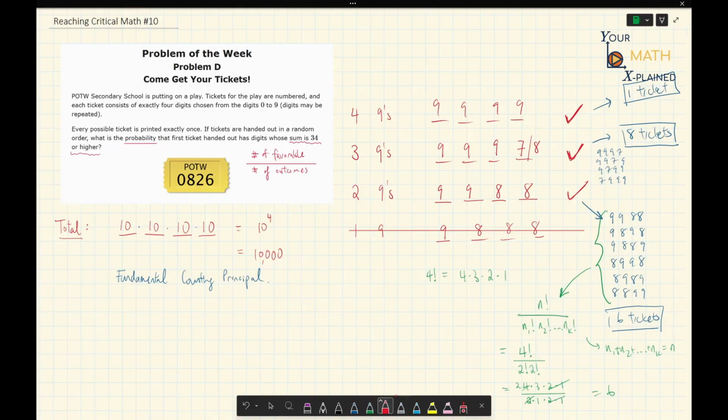So that was a nice detour. Back to the original problem. We've got 6 tickets in this last scenario, 8 tickets in the second scenario, and 1 ticket in the first scenario. So that means we have 1 plus 8 plus 6. That's 15 tickets out of 10,000. So 15 out of 10,000 is the probability. And if we wanted to reduce this, we can divide it by 5 and we'll get 3 over 2,000.